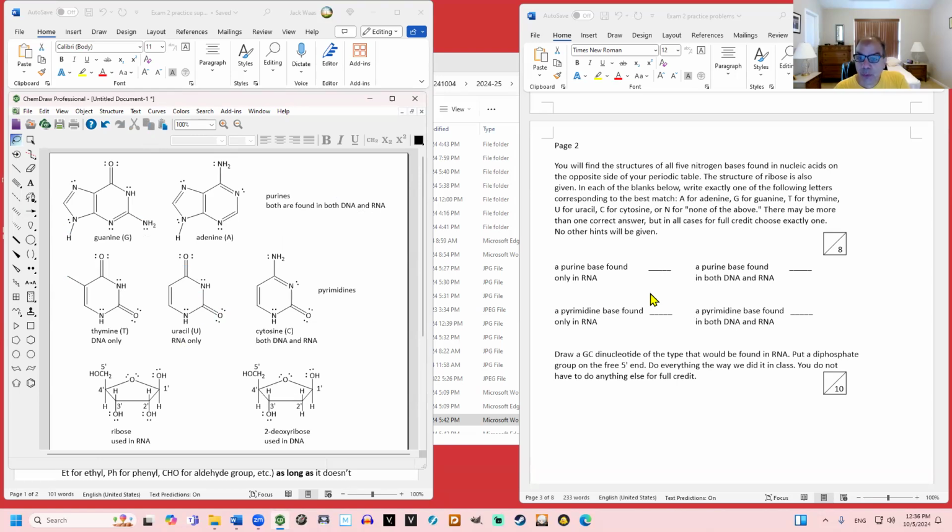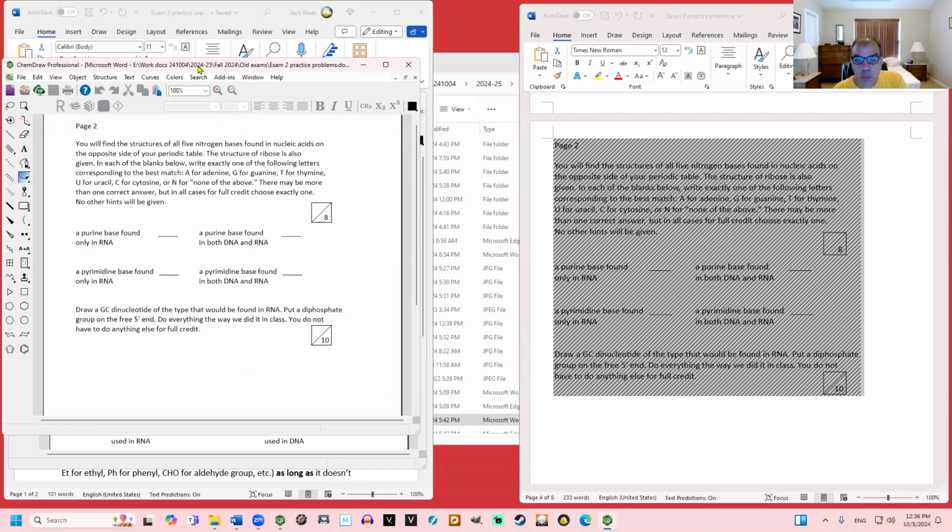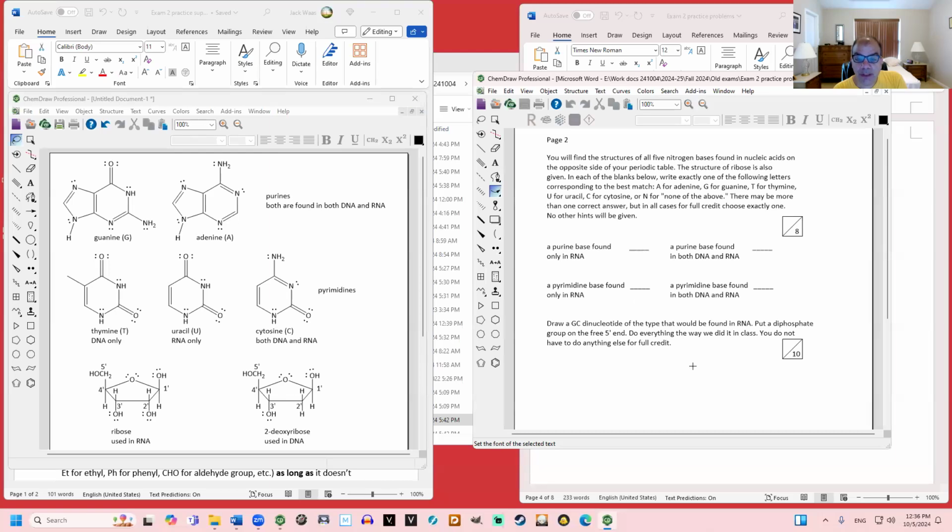So the first questions are asking us which of the nitrogen bases are found in DNA, which are found in RNA, and which are found in both. And you just follow the directions here. So a purine base found only in RNA, well, we've already said both purines are found in both DNA and RNA, so there is no purine base that's found only in RNA. So the correct answer here would be N, for none of the above.